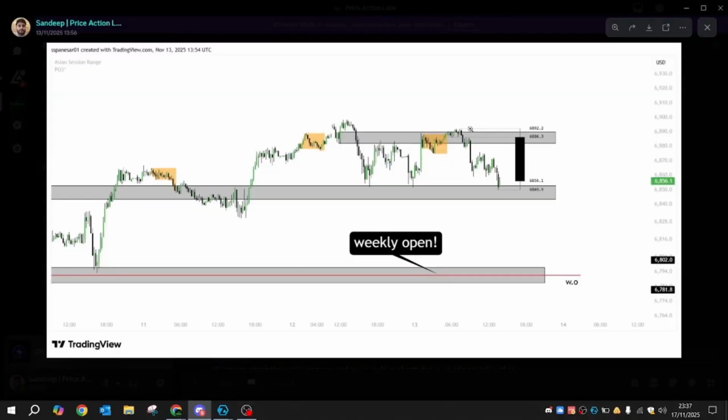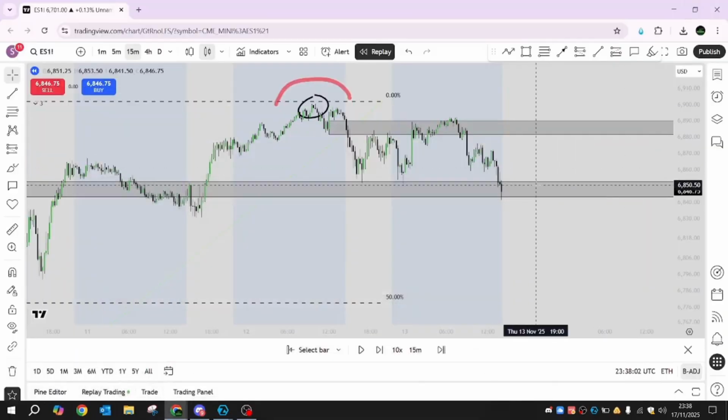If we break above key level 1, I will go long. If we break below key level 2, I will go short. Now, this was a very good level for November. It's still a good level for November. It's 68.50 to around 68.40, so it's around about this region over here.